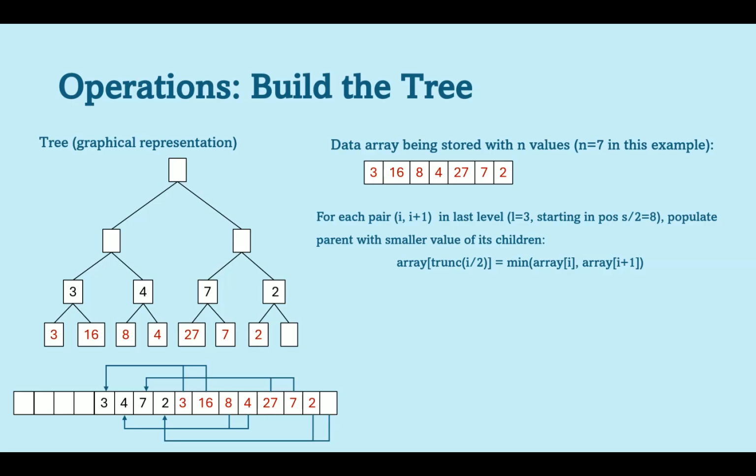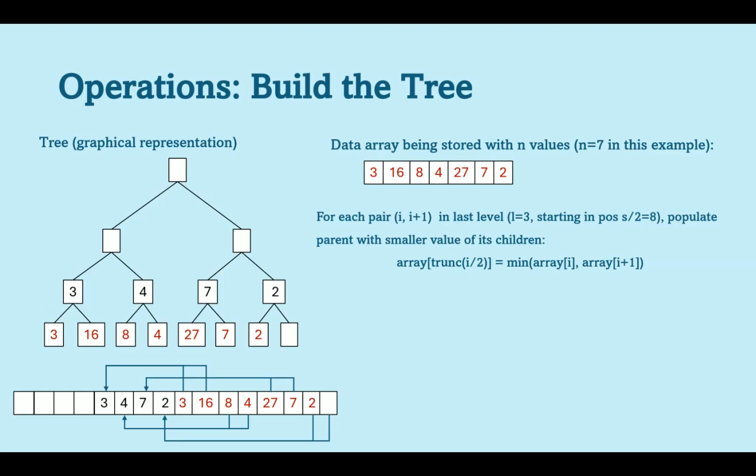Next, we look at every pair on this first level, and we begin populating their parent nodes. We're going to compare the two values of the pair, and the minimum value of the two becomes the parent node as well. For example, when comparing 3 and 16 over here, 3 is the minimum value of the two, so we populate this parent node with the value of 3. For the array, we populate the values based on the placement they follow in the tree.